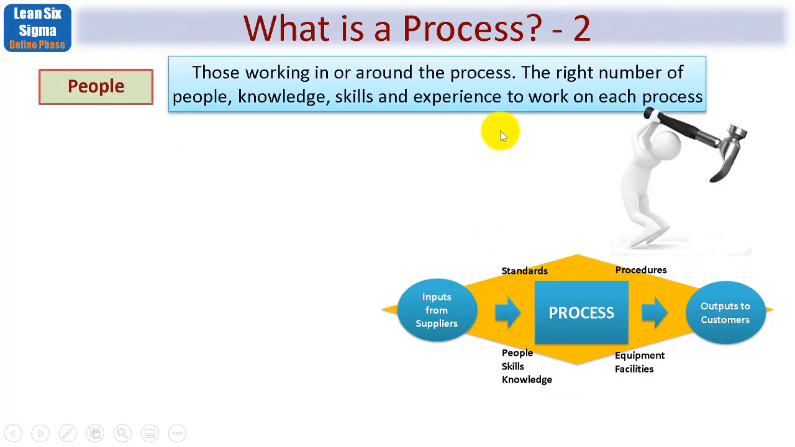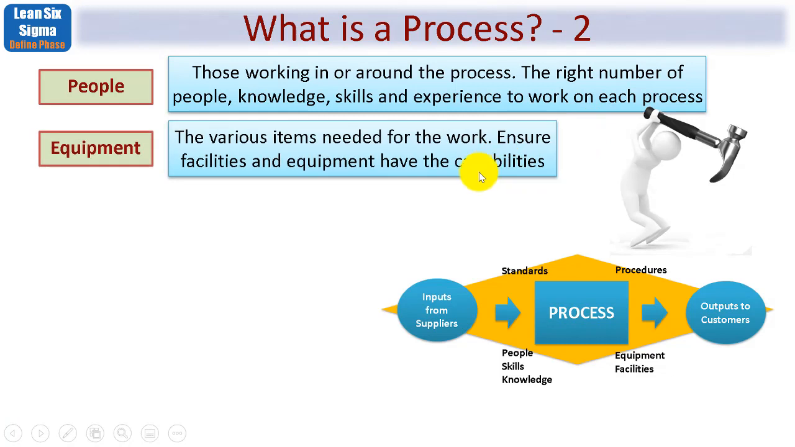Starting with people. These of course are those working in or around the process. What we need here is the right number of people with the right levels of knowledge along with their skills and experience in order to work within each process. It's worth pointing out here that if the people involved with the process don't have the necessary knowledge and skills, then appropriate training might need to be delivered.